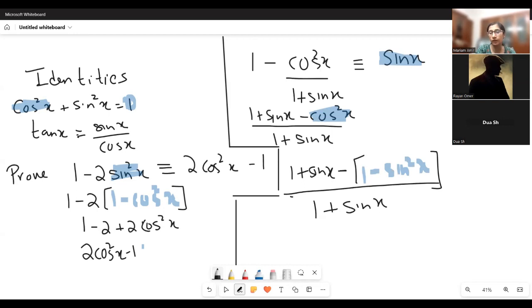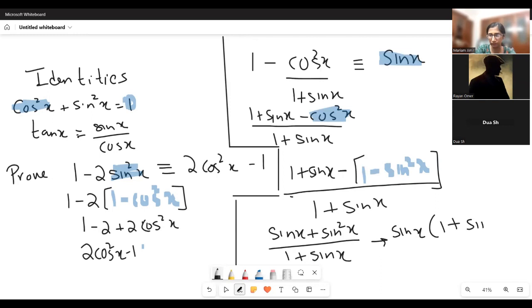Okay. Simplify the numerator and we're only left with sine x plus sine square x. And I'm going to take sine x common in the numerator, with 1 plus sine x in the bracket. And the denominator is also 1 plus sine x. So this and this cancel and we get sine x.